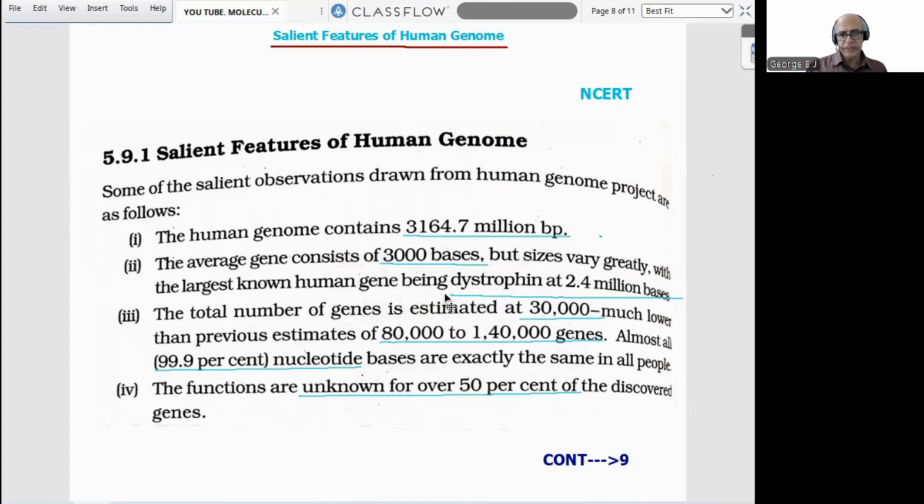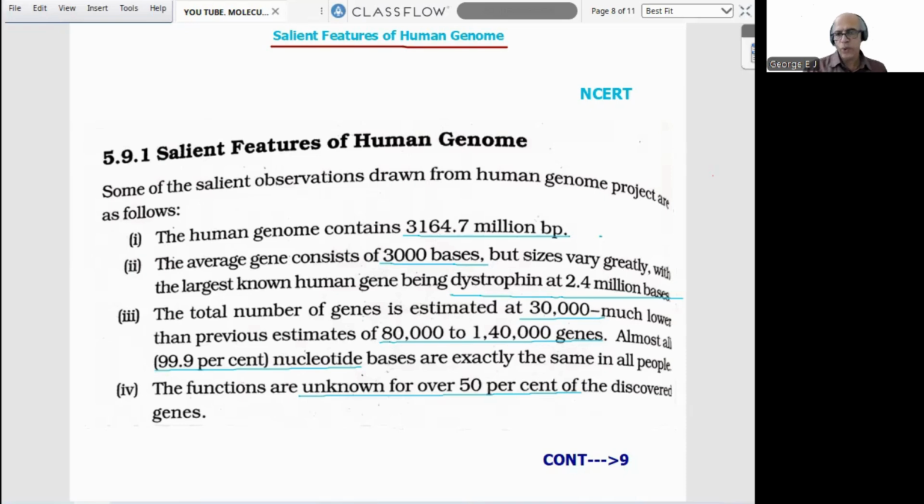Total number of genes is estimated at 30,000. That is why I told you in the beginning, 25,000. Originally it is around 30,000, much lower than the previous estimate of 80,000 or 1,40,000. That is the initial belief. Almost 99.9% of nucleotide bases are exactly the same in all people. The remaining 0.1% will be analyzed in fingerprinting.